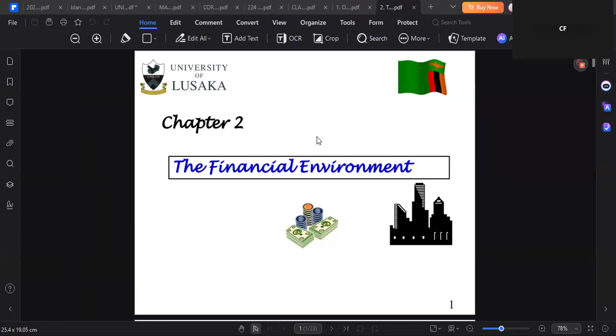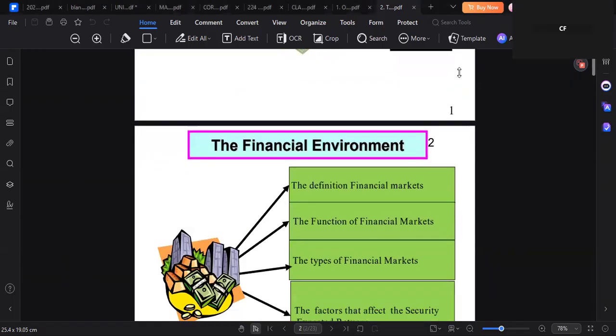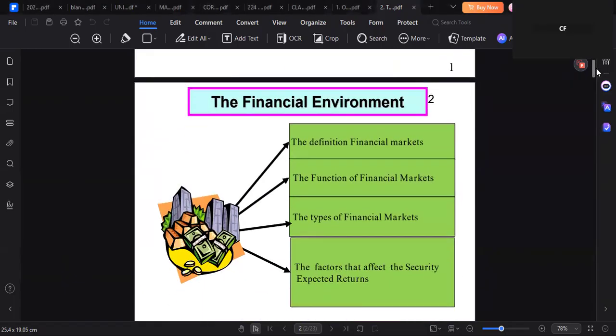Unit 2, the financial environment. So the financial environment is an important environment within which the organization must operate. There are types of markets within which an organization must operate. We need to understand these.